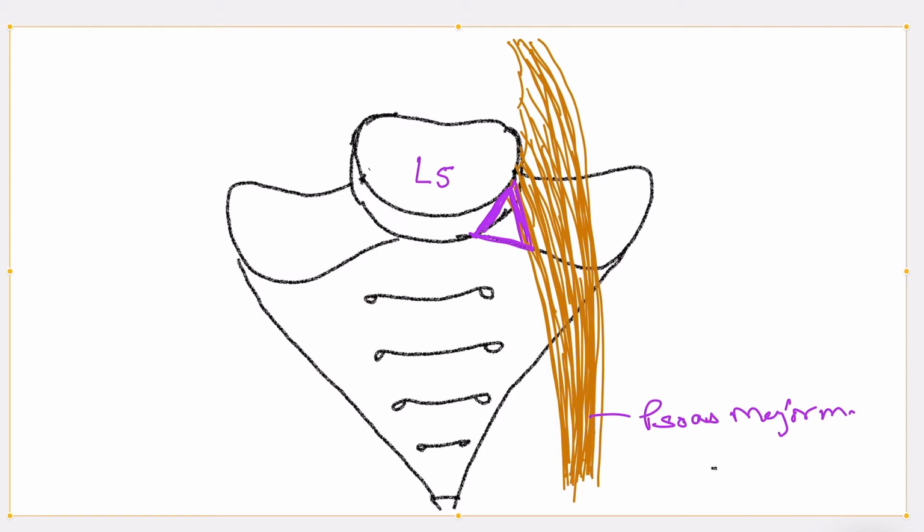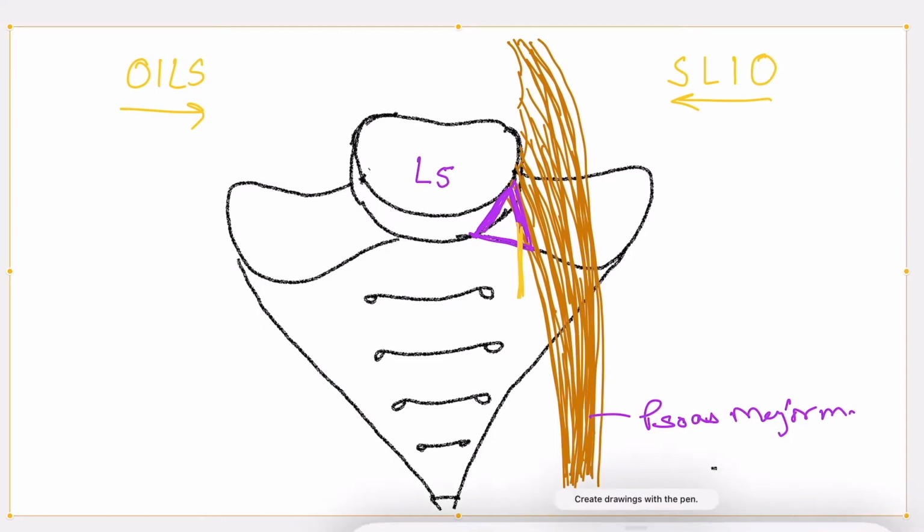Now the question is about the contents or the structures passing through this triangle. I hope you know the mnemonic, which will make it easy for you to remember. The mnemonic here is OILS. Remember, OILS. It's from lateral to medial. So here it will be OILS like this, from lateral to medial. The lateralmost structure emerging out from this triangle of Marcille is obturator nerve.